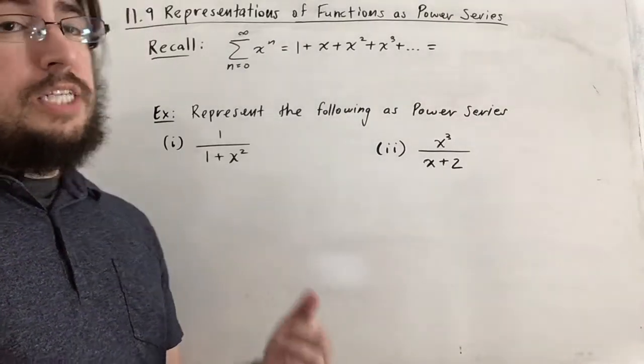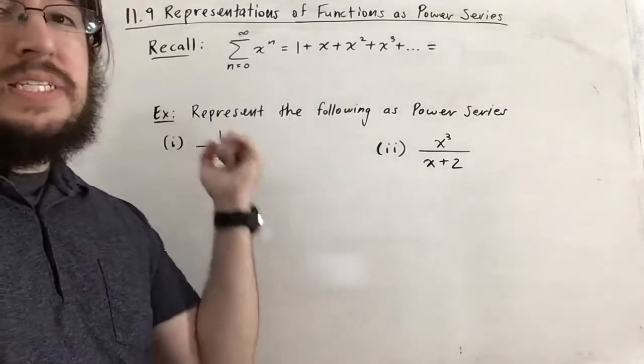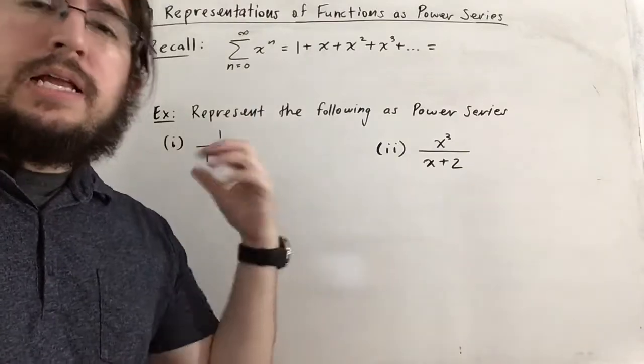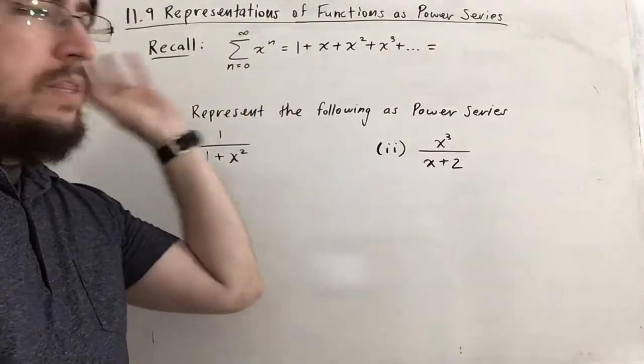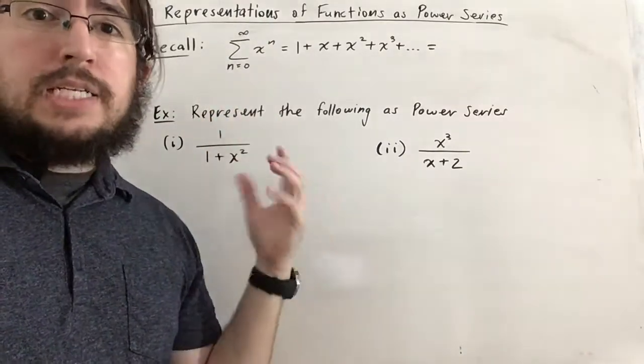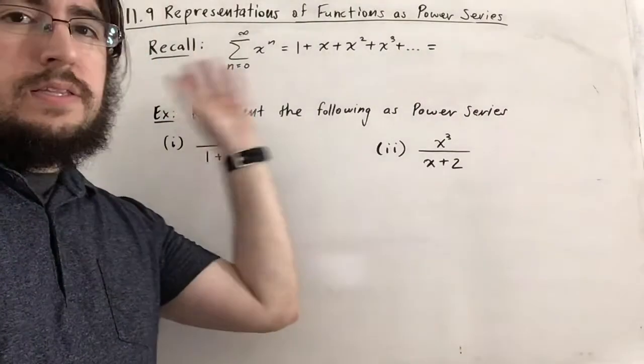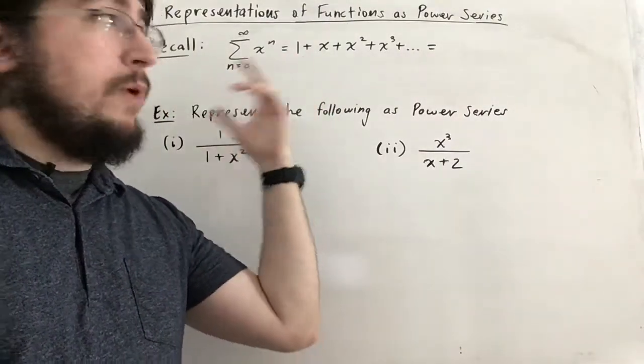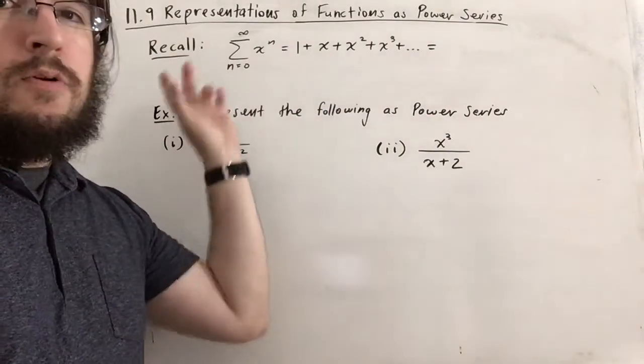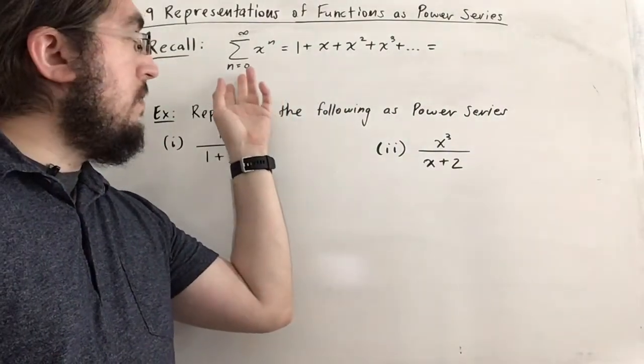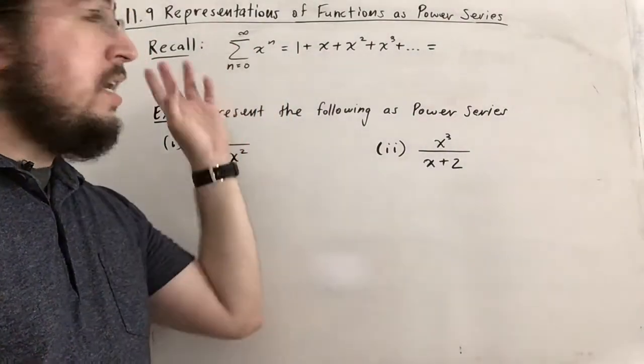Hello everyone, this is chapter 11.9 where we'll be discussing representations of functions as power series. And the first thing I want to recall is one of the first examples we saw actually for power series, just this geometric series with ratio x. So namely the sum over n equals 0 to infinity of x to the n.